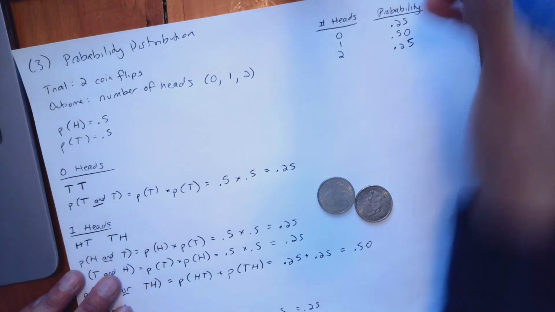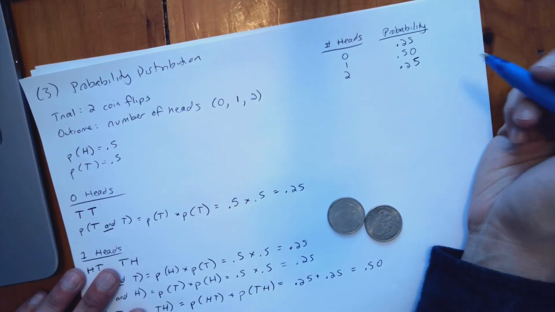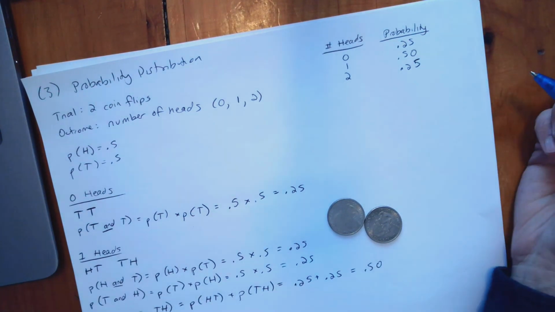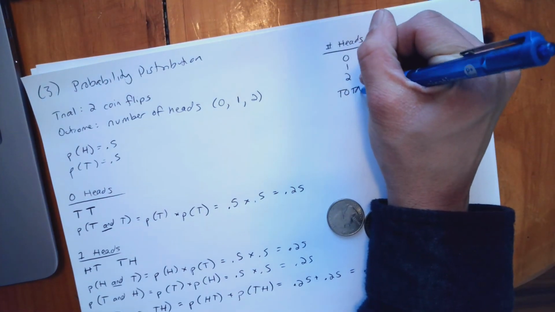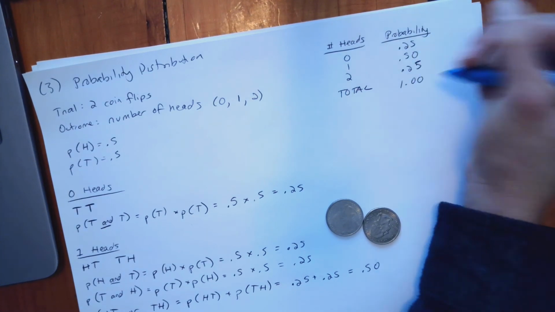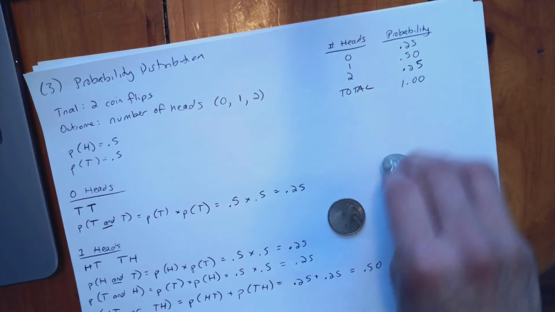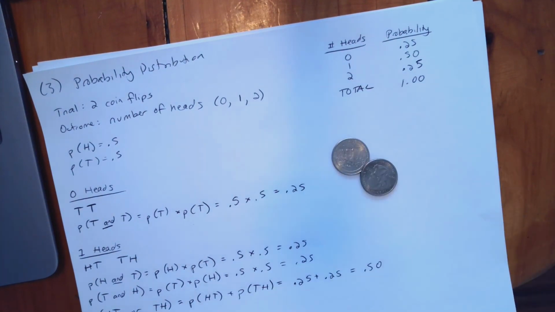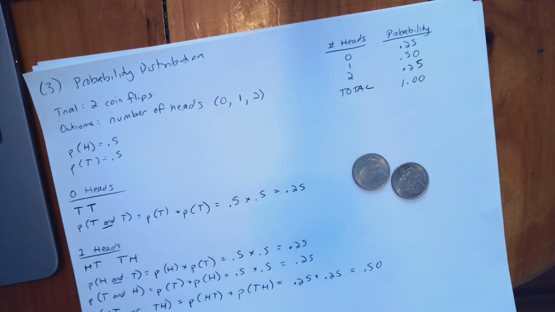And with this we can fill in our final value in our probability distribution, which now shows us the probability of getting each of these possible outcomes from a flip of two coins. You can check your work here by adding these up, and if you add them up, you get a total of 1. So there's a 100% chance that if you flip two coins, you're going to either get 0 heads, 1 head, or 2 heads. Those are your only options.